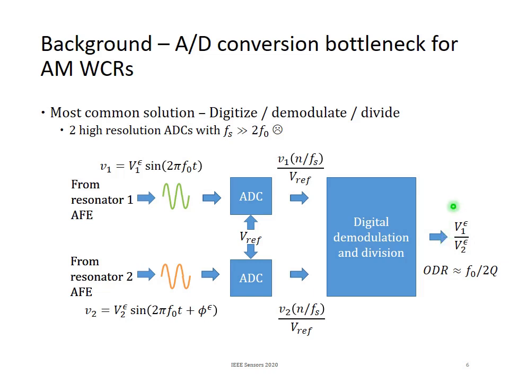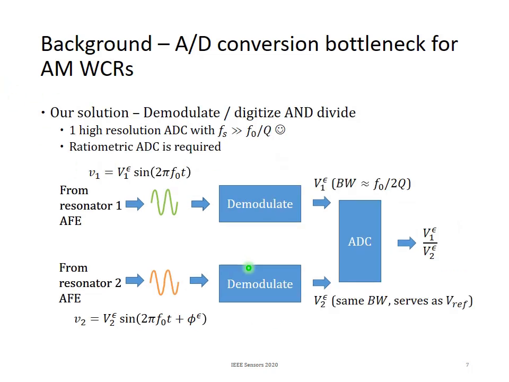It should be noted that the relevant information on epsilon, which is contained in the amplitude ratio, is only contained in a narrow bandwidth, which is given by f0 over 2Q, Q being the quality factor of the resonator. This gives a measure of the required output data rate. So taking this into account, as well as the cost and complexity of integrating two high-resolution, high-frequency analog-to-digital converters, it is worth considering alternative solutions.